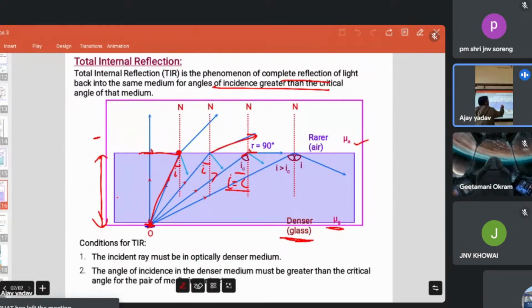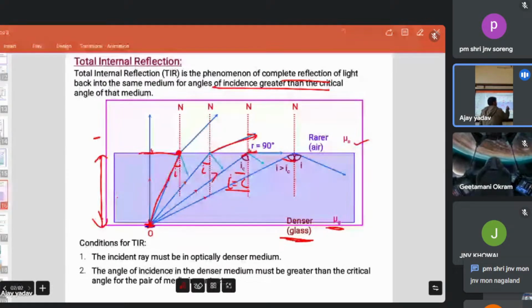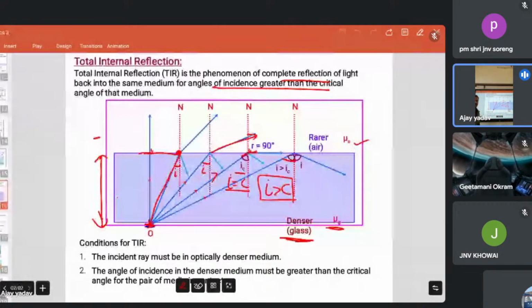Okay. So if the angle of incidence becomes equal to the critical angle, then the angle of refraction in the rarer medium is 90 degrees. Now again we are increasing the angle of incidence. If the angle of incidence becomes greater than the critical angle, then this surface will start to act as a mirror. And if this is a mirror, then light will not go into the rarer medium. It will bounce back into the denser medium.